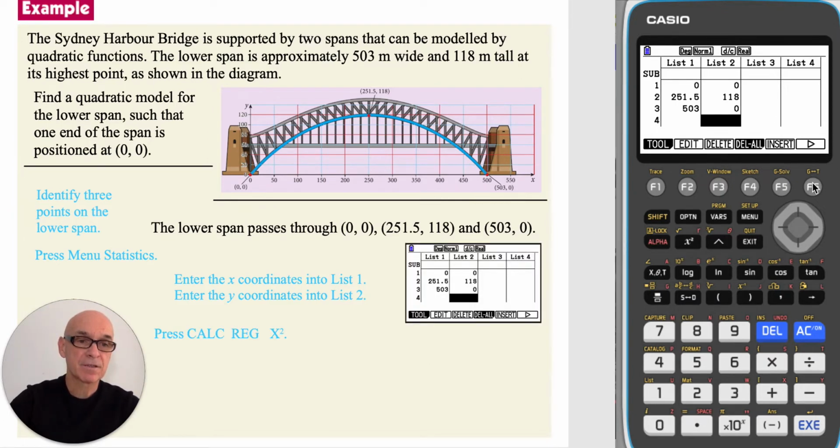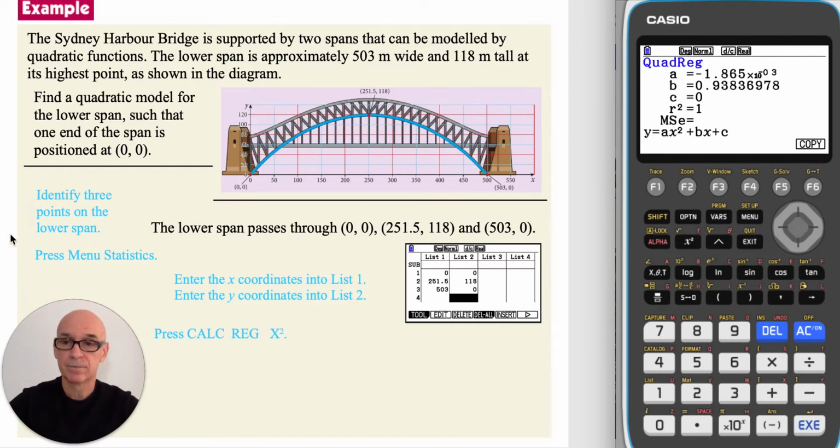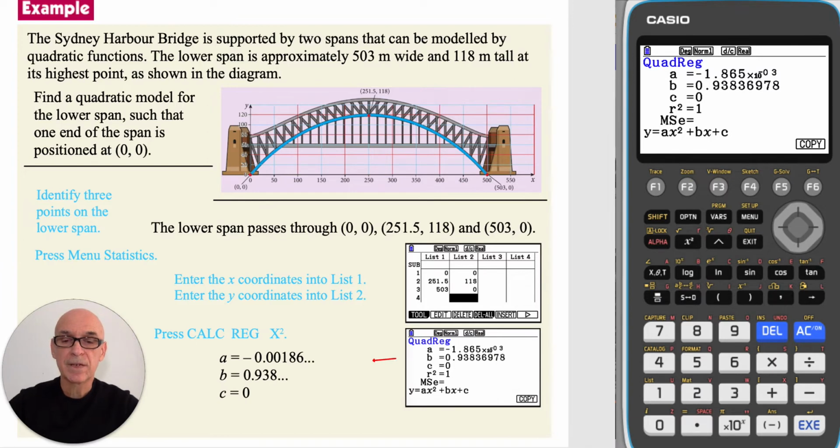Pressing F6 to get back to the main menu, so I can press F2 for calculation, F3 for regression, and F3 again for a quadratic regression, given the values of A, B and C as shown. So the quadratic model for the lower span is f of x is equal to negative 0.00187 x squared plus 0.938 x.